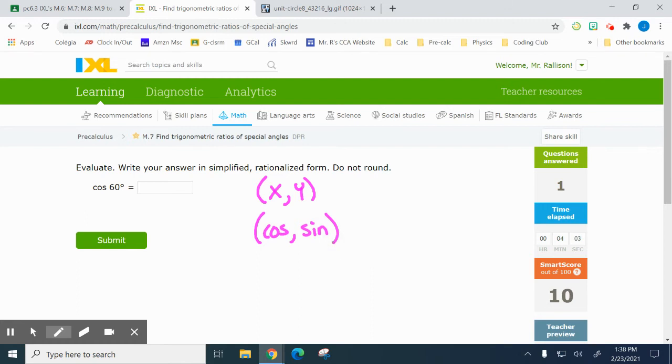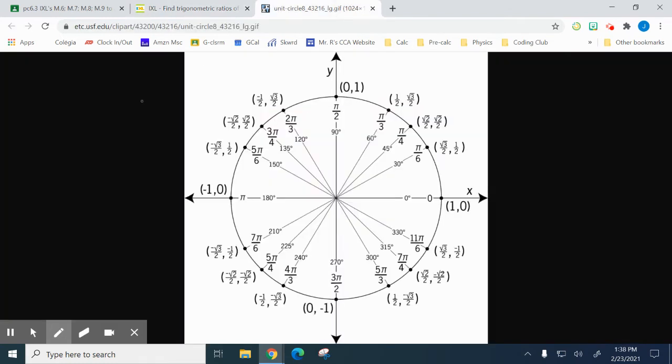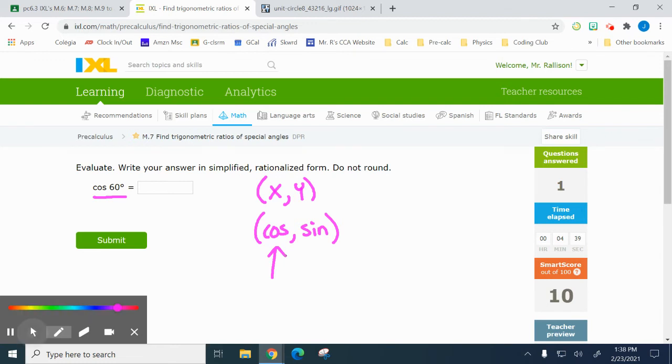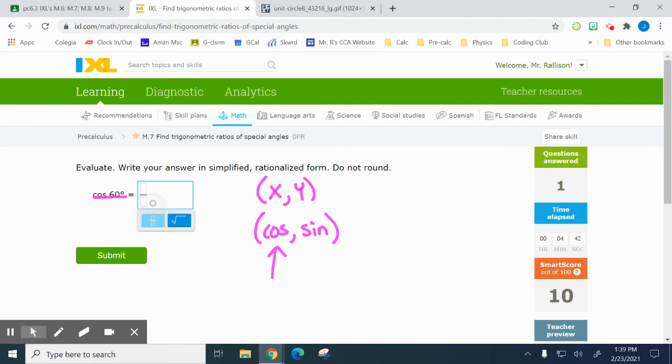Why? Because the hypotenuse is 1 on the unit circle, right? And cosine and sine are either adjacent or opposite over the hypotenuse, and the hypotenuse is 1 on the unit circle. So for cosine of 60, all we're going to do is look for the x coordinate of the point where the 60-degree line intersects the unit circle. So there's our 60-degree line intersecting the unit circle. The x coordinate is 1/2. So the cosine of 60 degrees is 1/2.